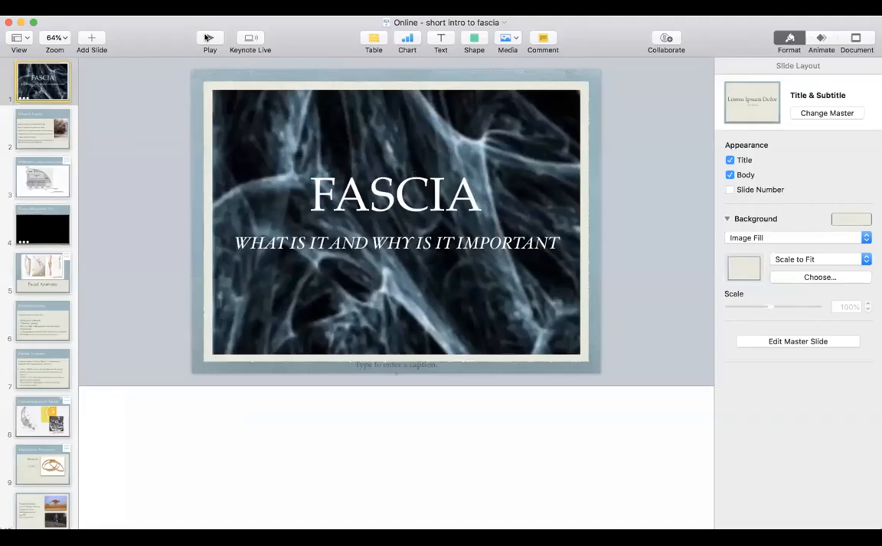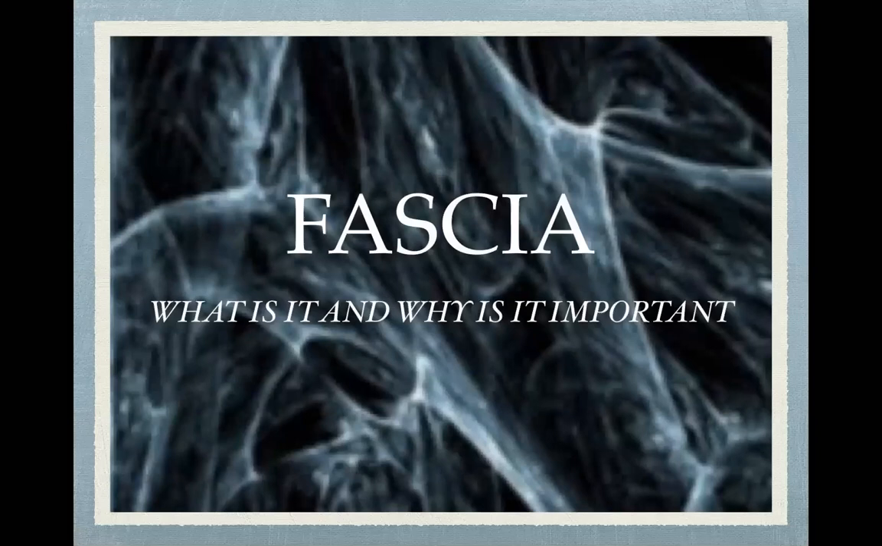I am going to go into screen sharing to have a little slideshow, and hopefully this will give you the information that you need. So I'm going to share and put this on play so you see that. Okay. So fascia, what is it and why is it important? Hopefully that's what we're going to find out here.